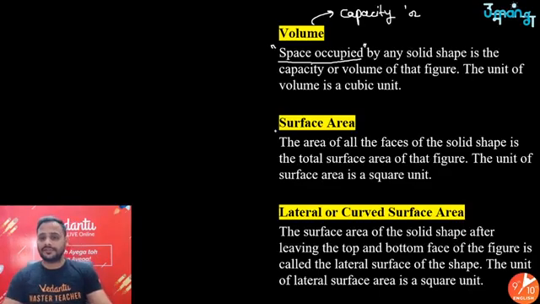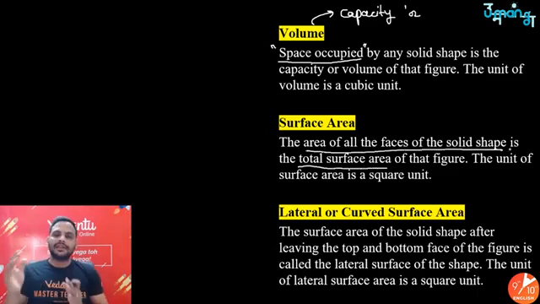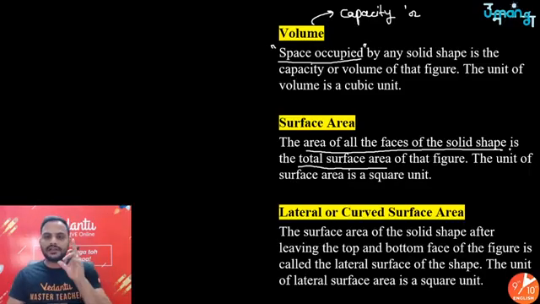Then comes the part of surface area. In surface area, first we will be talking about total surface area. So total surface area is nothing but area of all the faces of a solid shape. Area of all the faces. If I combine the area of all the faces, then it will be called a total surface area.